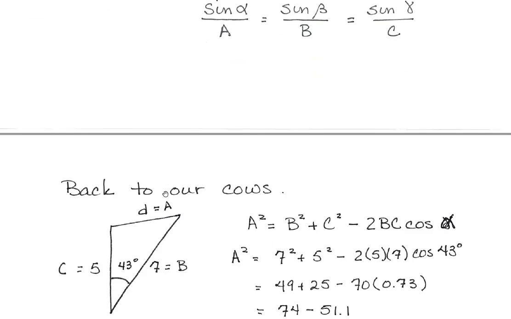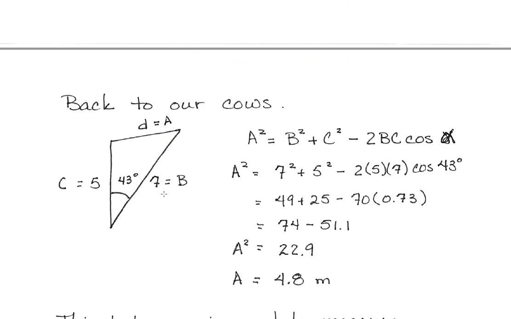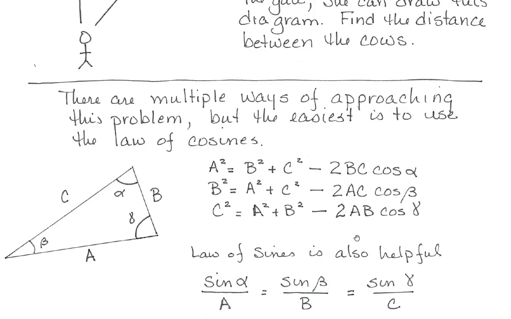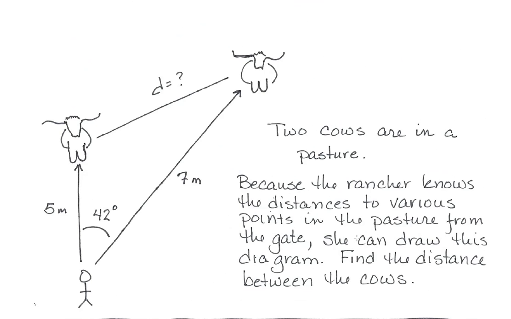So now I'm going to come down here real quick, and we're going to go back to our cows. I'm going to draw my diagram again. We know that that's 5, that's 7, this is 42 degrees. I'm going to define that as A, define that as C, define that as B, do the calculations, and I find out that A is 4.8 meters. We use the same technique to find distances between stars, distances between galaxies. So this really is a nice way to simplify a pretty complex problem where we could have been sitting here with a whole bunch of geometry and taking forever to do it.